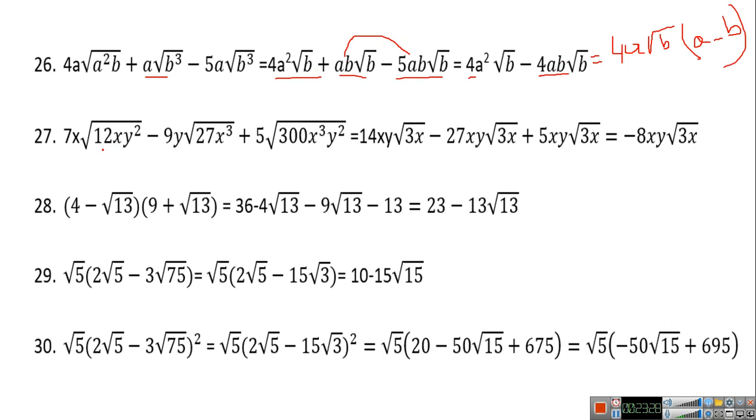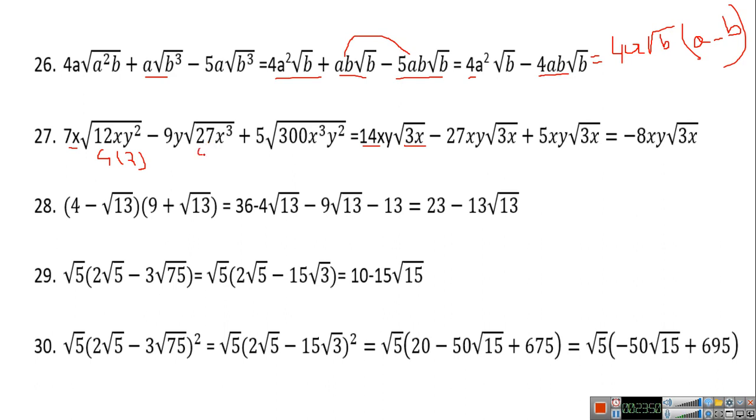Here 12, you all know it's 2 square times the 3. Root 4 is 2, so you're going to get 2 times 7, 14. X, you have the x, you have it here. Y square, it will be y outside. So remains inside here 3x, as you can see.